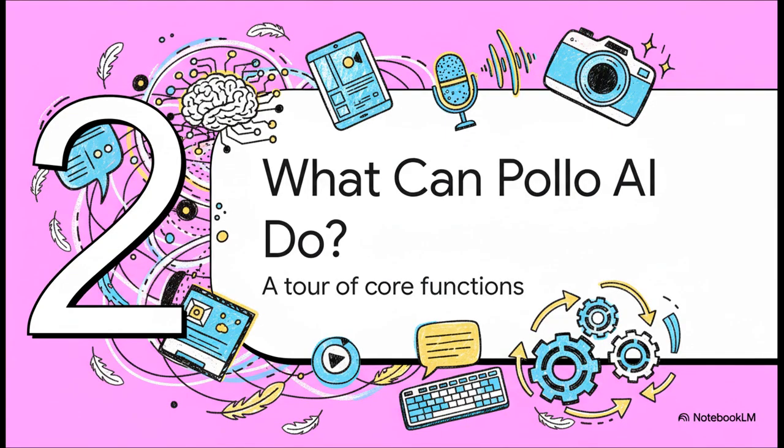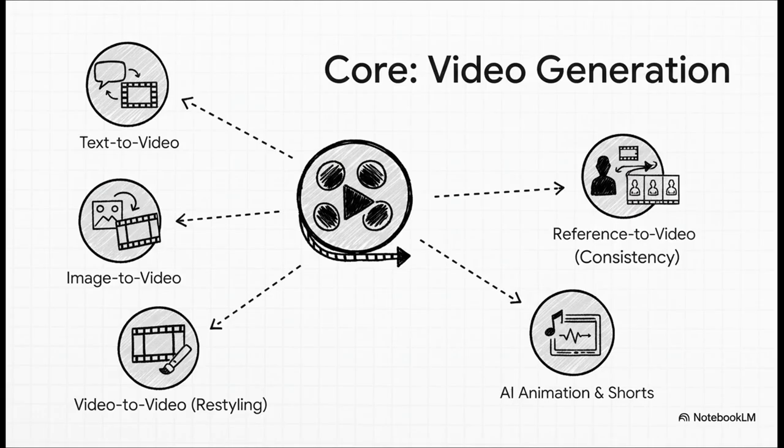Okay, so what can you actually do with this thing? Let's pop the hood and take a tour of the platform's core functions. First and foremost, video generation is at the heart of Pollo AI. You can do the classic text to video, of course, but you can also bring a still image to life with image to video, or completely change the look of an existing video with restyling. One really cool thing is the reference to video feature, which helps you keep a character or an object consistent across different scenes.